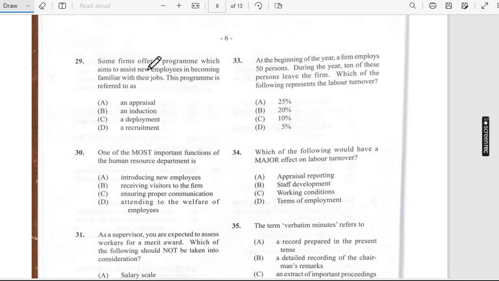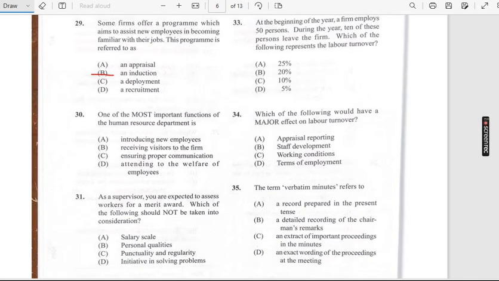Number 29. It says some firms offer a program which aims to assist new employees in becoming familiar with their job. This one always comes on the Office Administration paper, and it has to do with an induction. All right. Number 30. It says one of the most important functions of the human resource department. It has to do with attending to the welfare of the employees.